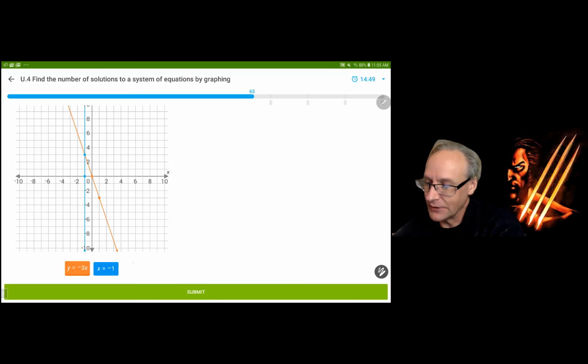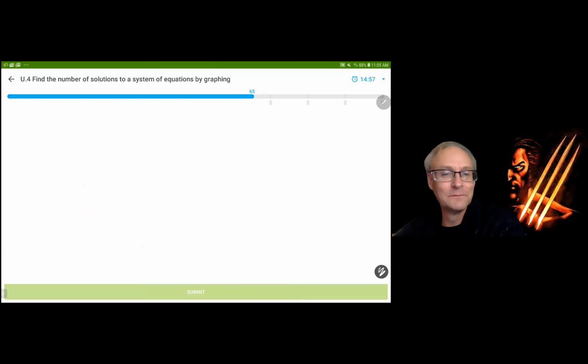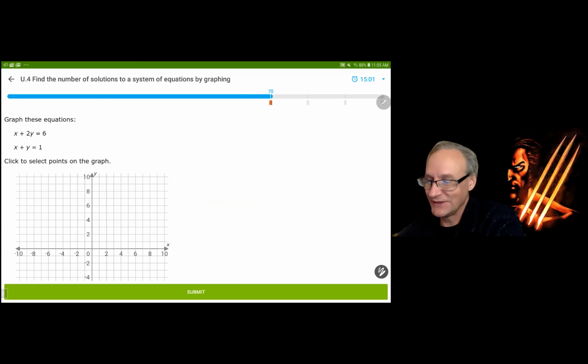Very common error to get your sign wrong on those. Anyway, -1, +3 is my solution, and there is one solution there. God, that would have been embarrassing, especially on the proficient level.